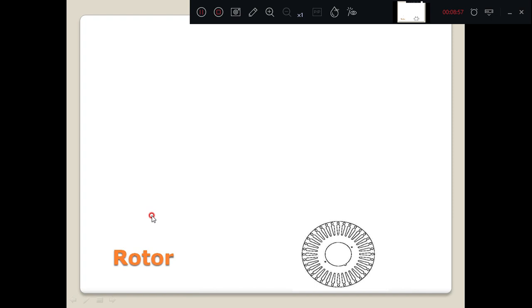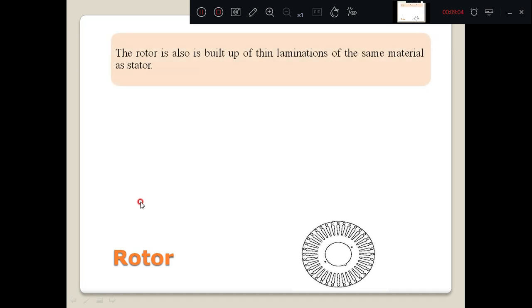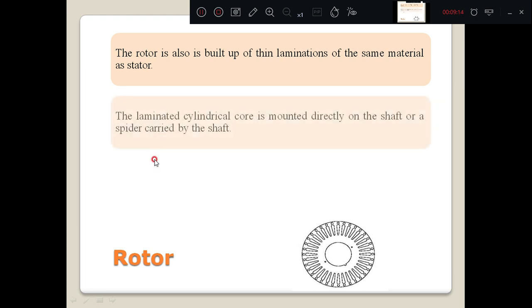Then the next part of the induction motor is the rotor. The rotor is also built up of thin laminations. It is also made up of laminations to reduce the losses, of the same material as that of the stator. And the laminated cylindrical core is mounted directly on the shaft or a spider carried by the shaft. That is, it is placed on the shaft.